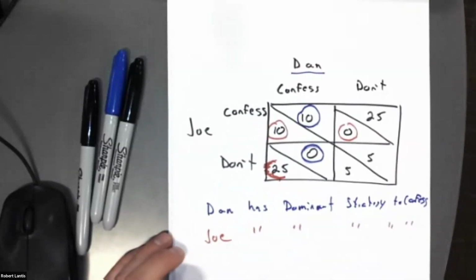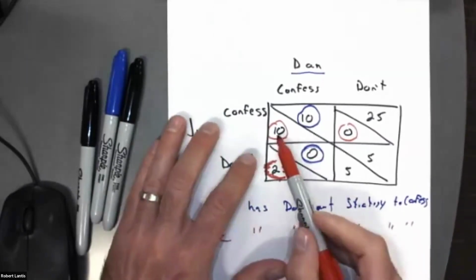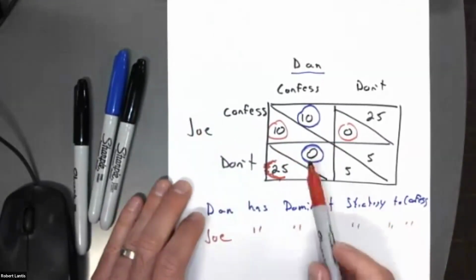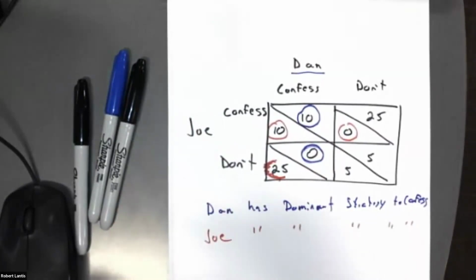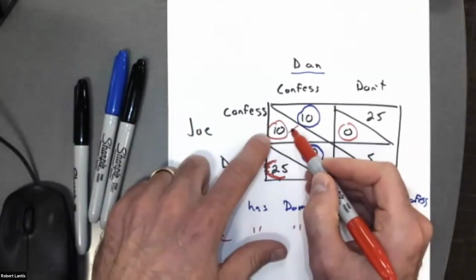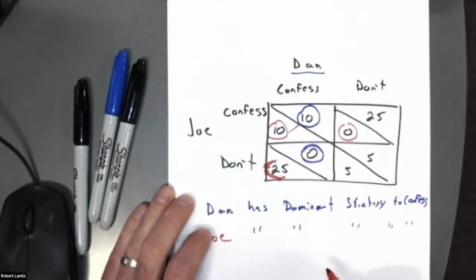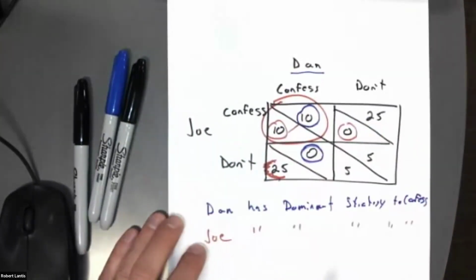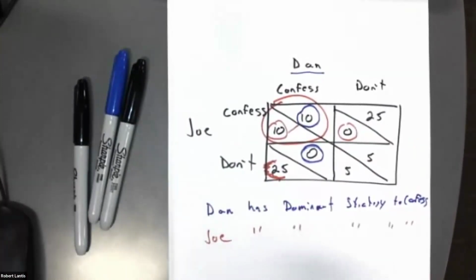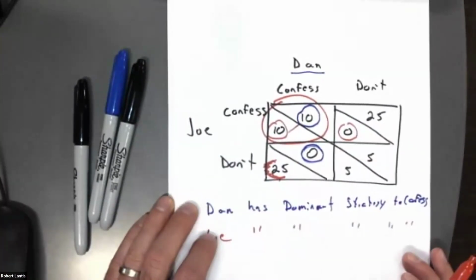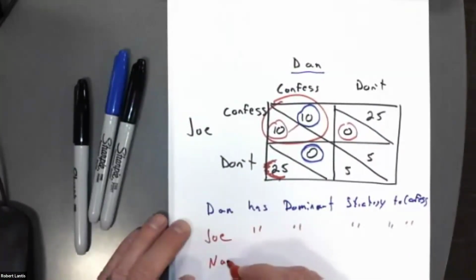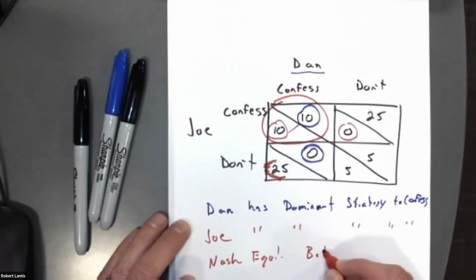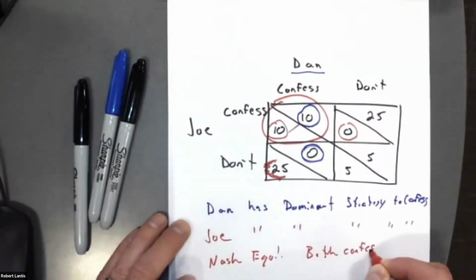This is a non-technical way of saying this, but when we're circling these decisions, these are the best responses. We said a Nash equilibrium is when we both are best responding to the other person's best response, or when we have two circles in the same box. So here we end up with this Nash equilibrium where both are going to confess.